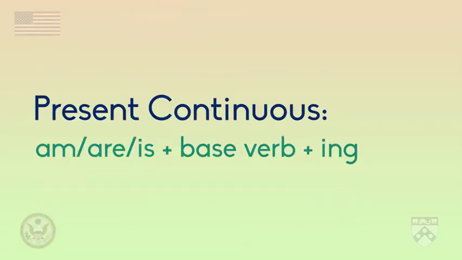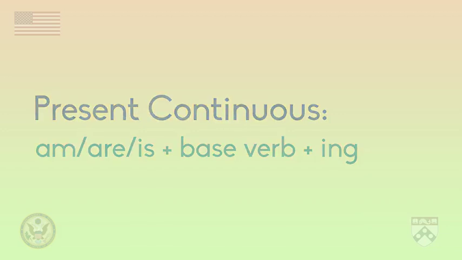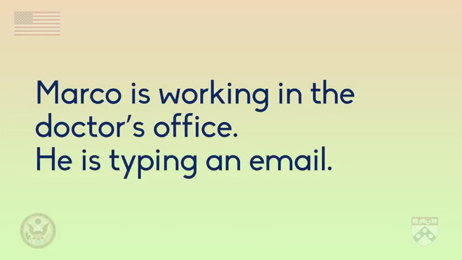We form the present continuous by using the verb be in the present form. That's am, are, or is, and then adding the base verb plus ing. For example, Marco is working in the doctor's office. He is typing an email.